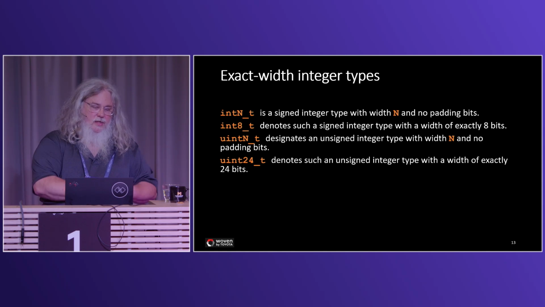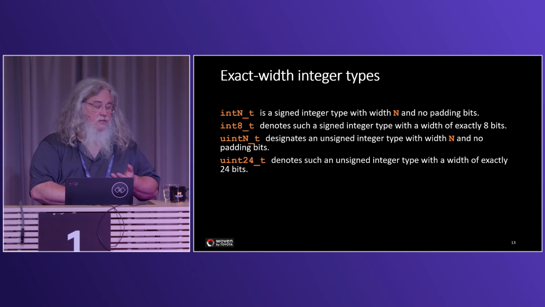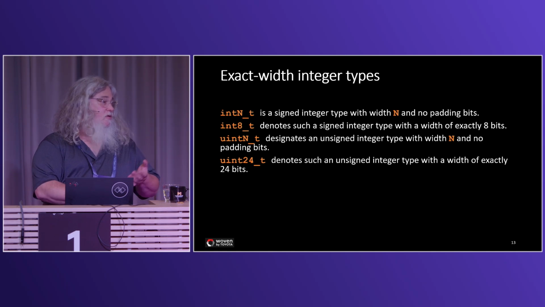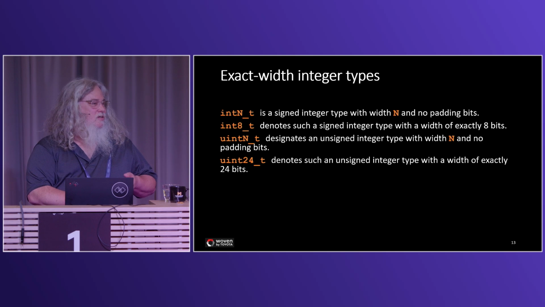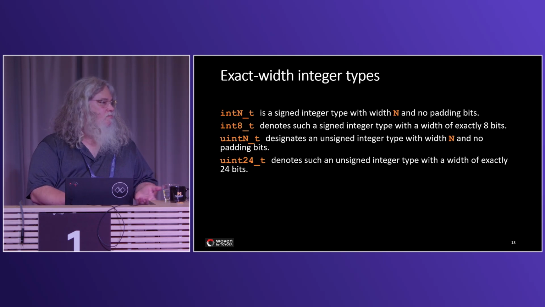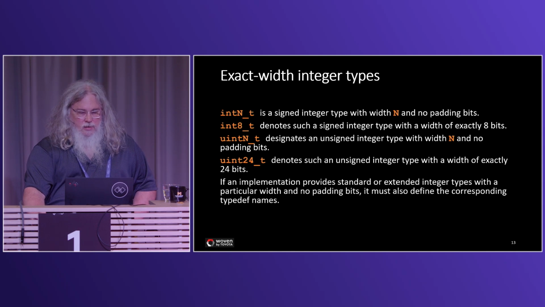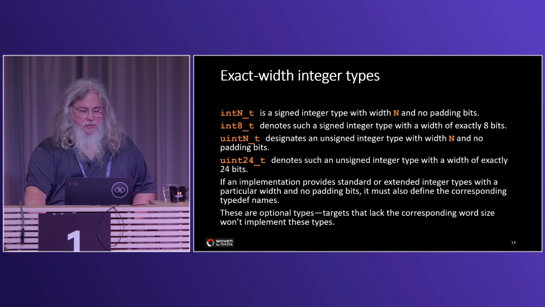And from a portability perspective, these types are not great. For starters, they're optional, right? So if you're on a platform that doesn't have a 24-bit register, then you don't have a 24-bit type. So it's hard to require it if it's not there. But if an implementation does have that size, then it is required to define the type alias.